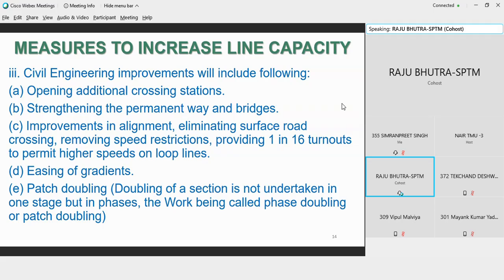So some parts of the section will be planned for double line, and that is called patch doubling. The work is called phase doubling or patch doubling. Instead of going for double line in the entire section in one go, we'll go for patch doubling in various parts of the section, and accordingly the entire section will be converted into double line.